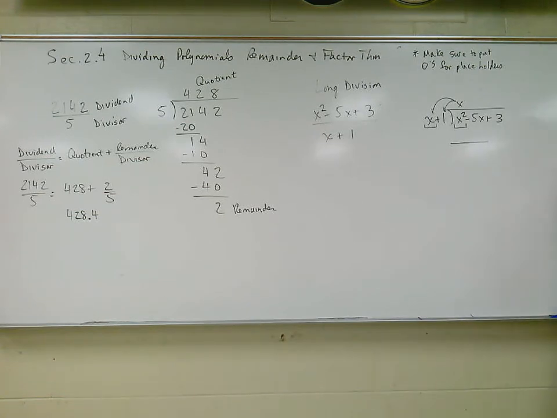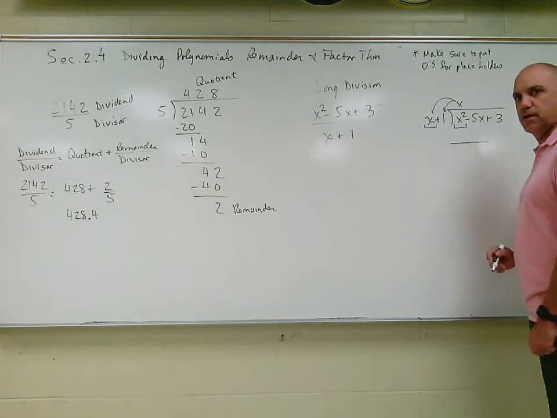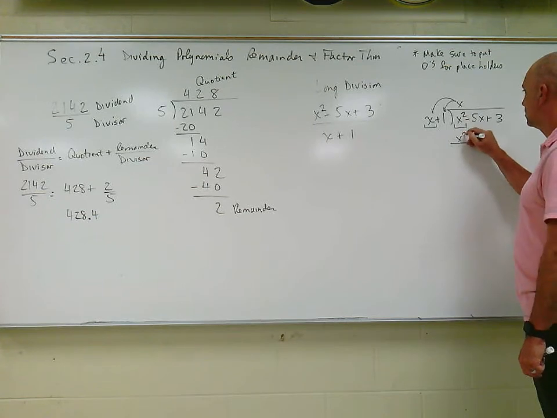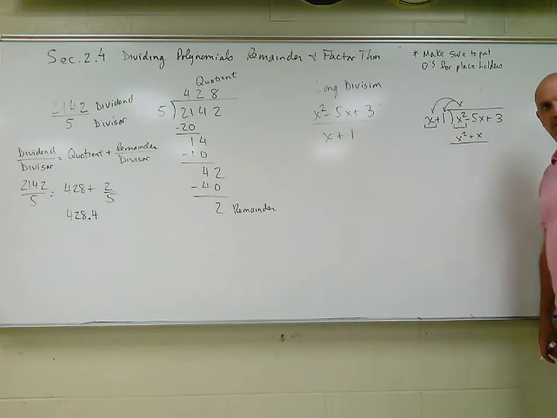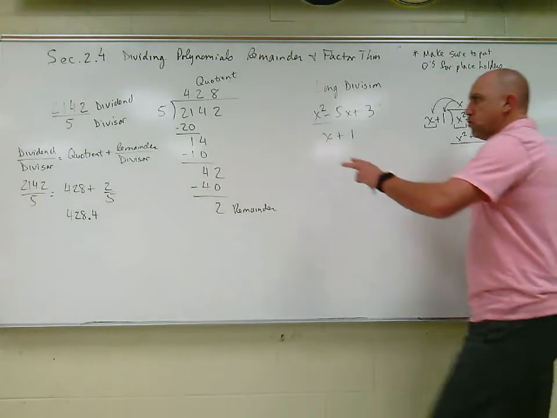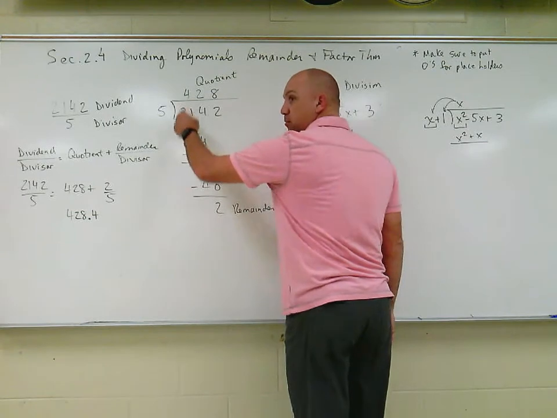Okay, so let's see. So we get what? What would go down here? X squared plus 1x. X squared plus x. Okay, that goes there. Now, the next thing we did, so once we wrote that, after we wrote the x, we did what operation? Subtract.